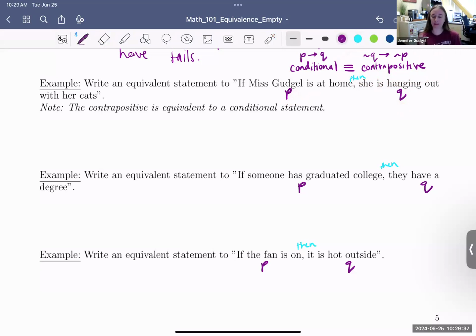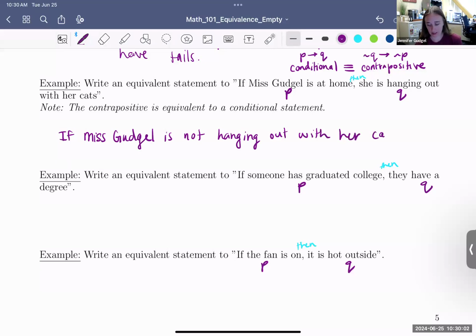So an equivalent statement to if Miss Gudgel is at home, then she is hanging out with her cats is that if Miss Gudgel is not hanging out with her cats, then she is not at home. So I do the second half first and I negate it. I write she's not hanging out with her cats. Then she is not at home, or Miss Gudgel is not at home.